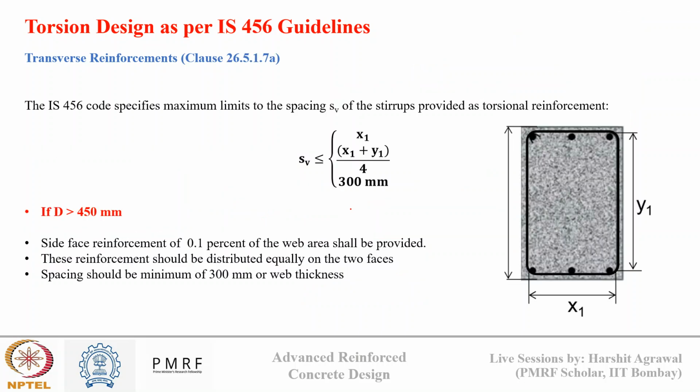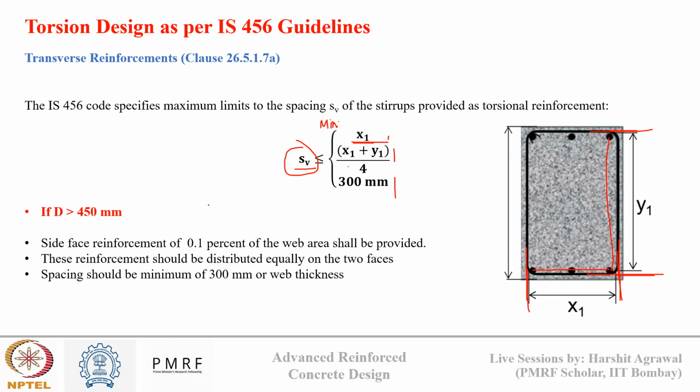And what about spacing? If we get the spacing value, we need to check it against these three conditions. So spacing should be less than or equal to these three. x1 is the corner to corner distance, not center to center distance. So this is from this corner to this corner, and this to this. x1 is corner to corner and y1 is corner to corner here. These three conditions should be satisfied. So whatever Sv I'm getting, it should be lower than these three values. If it is more, then I need to take the minimum of these three and use that as the stirrup spacing.